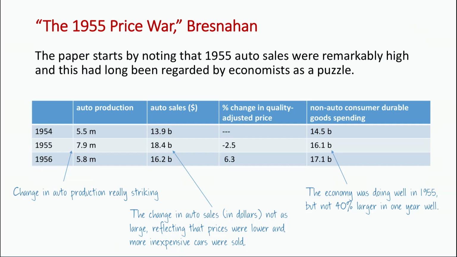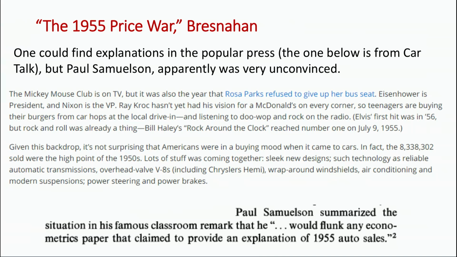And then if you look at what was going on in the US economy, it was a boom time. You can see non-auto durable goods spending went from 14.5 to 16 billion and then continued increasing to 17 billion the next year. So it was a good year for the US economy, but not a 40% boom in the US economy. There really are no general macro shocks that produce a 40% boom in car sales.